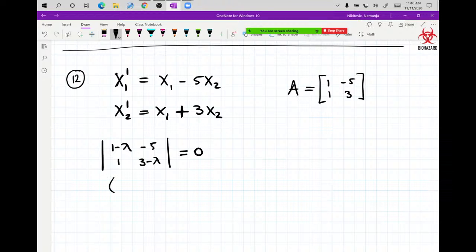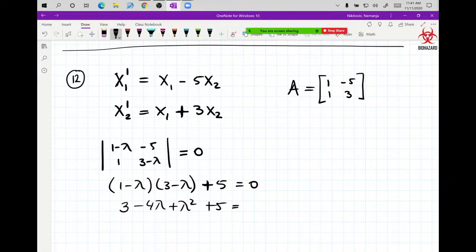Now we have 1 minus lambda times 3 minus lambda to FOIL, plus 5, equal to 0. Remember, you multiply the diagonal, then you come around the other way and subtract the other diagonal. So minus negative 5 is plus 5. FOIL everything, we get 1 times 3, so that's 3 minus 4 lambda plus lambda squared plus 5 equal to 0.